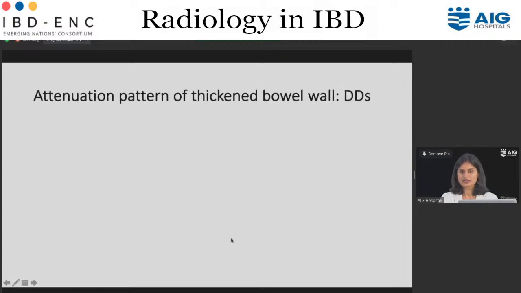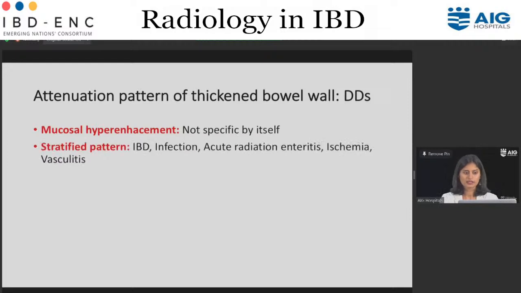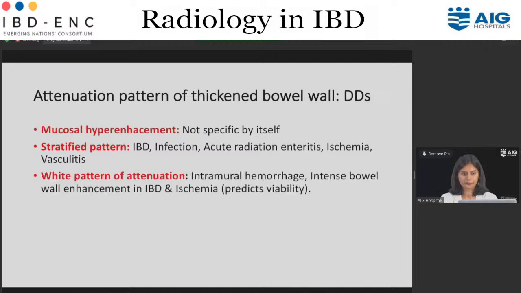Now, when we see these different patterns of bowel attenuation, it doesn't mean just IBD. For example, when you see mucosal hyper-enhancement, there's nothing specific about it that points to IBD. Any ulcers in the mucosa, any enteritis, any acute gastroenteritis, inflammation can result in mucosal hyper-enhancement. And a stratified pattern of enhancement can be seen, in addition to IBD, in acute infection, acute radiation enteritis, even ischemia and vasculitis.